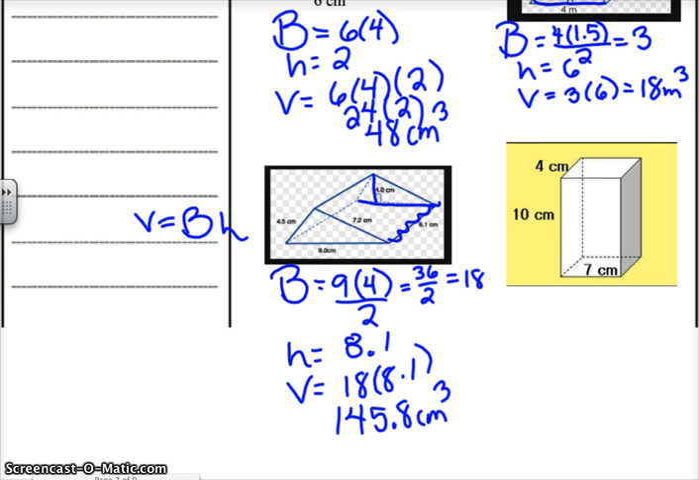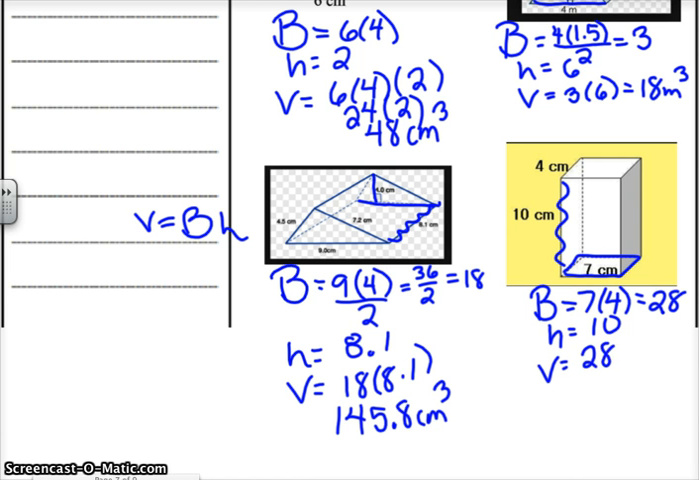The next one is a rectangular prism. So I need to find big B. It's going to be 7 times 4, which equals 28. The height connects the two bases, so my height is equal to 10. My volume is 28 times 10, 280 cubic centimeters.